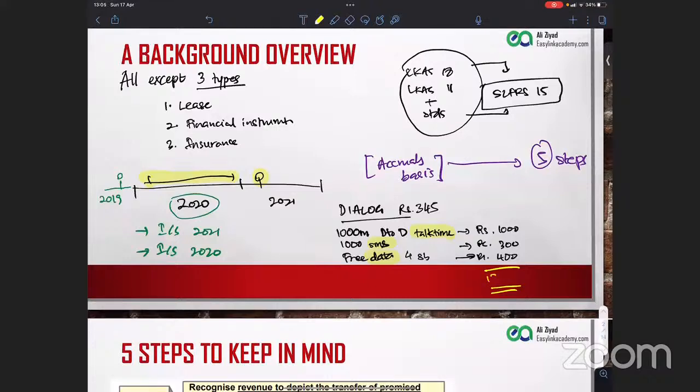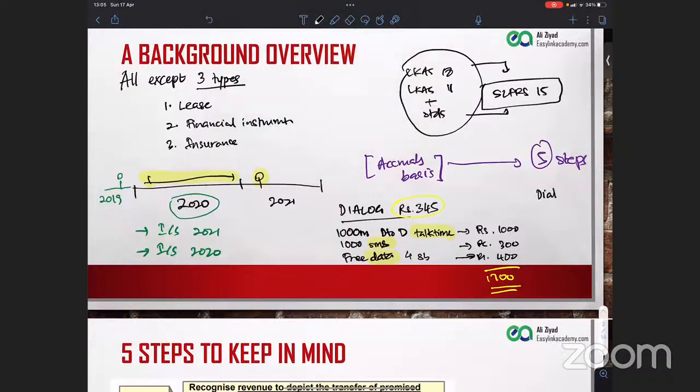$1,700. That's right. But Dialog is offering all these for just 345 rupees. For 345 rupees. Right now, in Dialog's income statement, how are they going to show it?